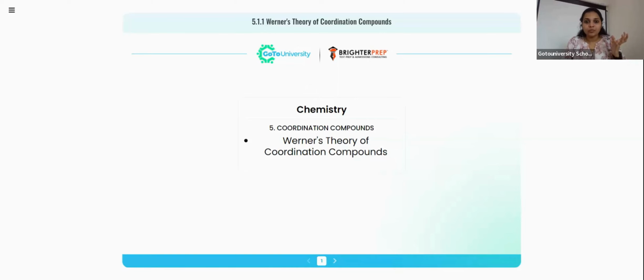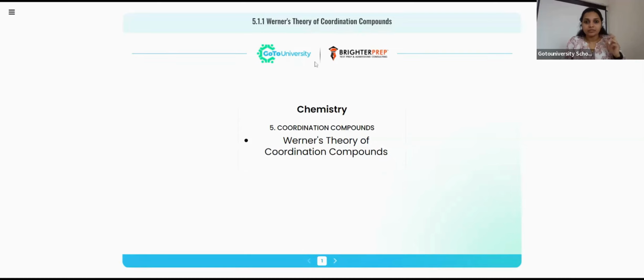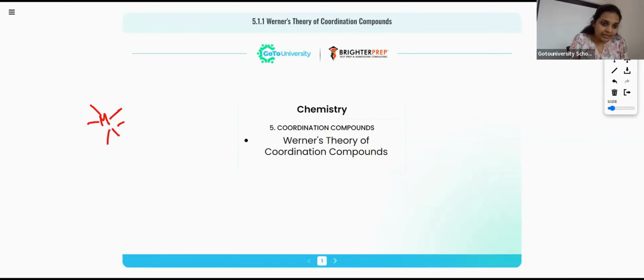Okay, so in coordination compounds, as I told you before, the metal atom is there, denoted by M, and it is surrounded by some ligands, denoted by L. The atoms or groups of atoms surrounding the metal atom are commonly called ligands. The terms in these coordination compounds we will discuss in the coming topics.